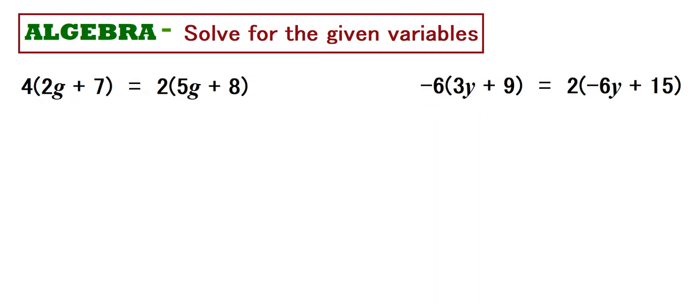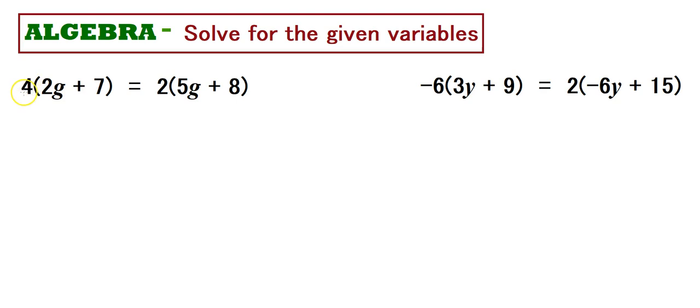So we have two equations here, and we have to solve for the given variables. You'll notice that both equations have brackets in them, and so what we need to do whenever we see brackets in equations like this is multiply out of the brackets, and then we can start to solve the equation. So let's deal with that.